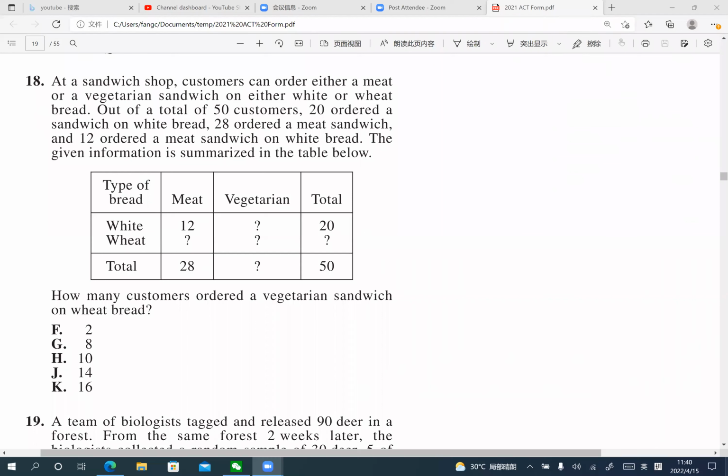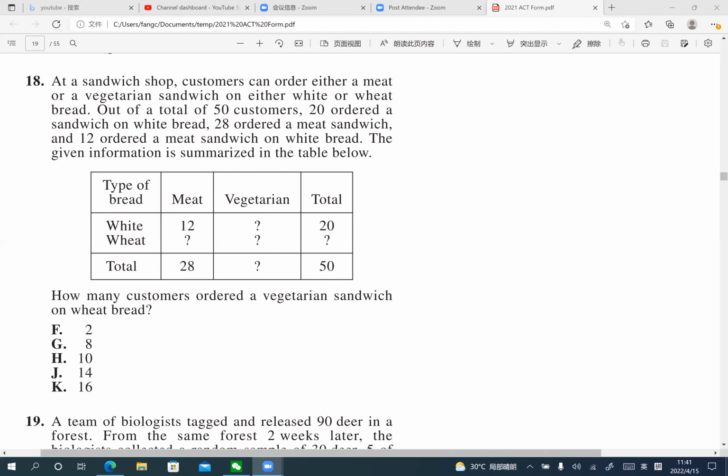Question 18. At a sandwich shop, customers can order either a meat or a vegetarian sandwich on either white or wheat bread. Out of a total of 50 customers, 20 ordered a sandwich on white bread, 28 ordered a meat sandwich, and 12 ordered a meat sandwich on white bread. The given information is summarized in the table below. How many customers ordered a vegetarian sandwich on wheat bread?